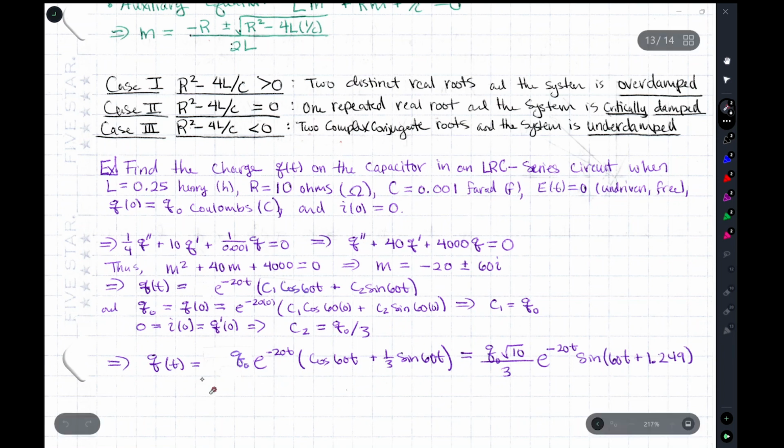Okay, you can see that it eventually goes down to 0 due to this exponential term, so you get oscillations, and then it eventually goes down to 0. This is an underdamped system, which could also be written if we combine the cosine and sine as this, okay?